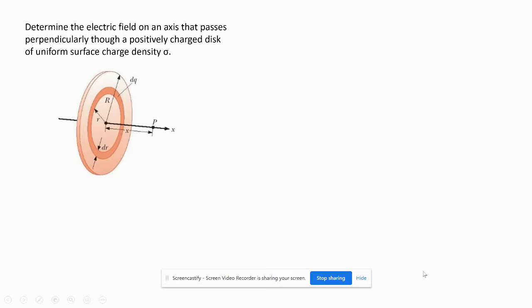In this problem, we're going to determine the electric field on an axis that passes perpendicularly through a positively charged disk of uniform surface charge density sigma. To do this, we're going to have to recall the electric field from a ring of charge is equal to kQx over (x squared plus R squared) to the 3/2.